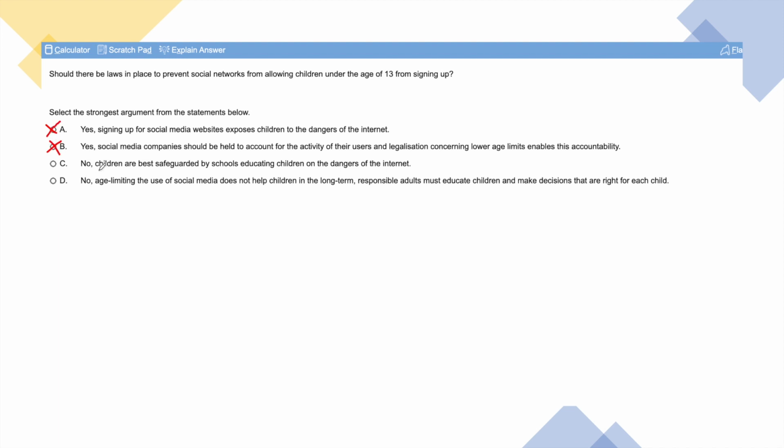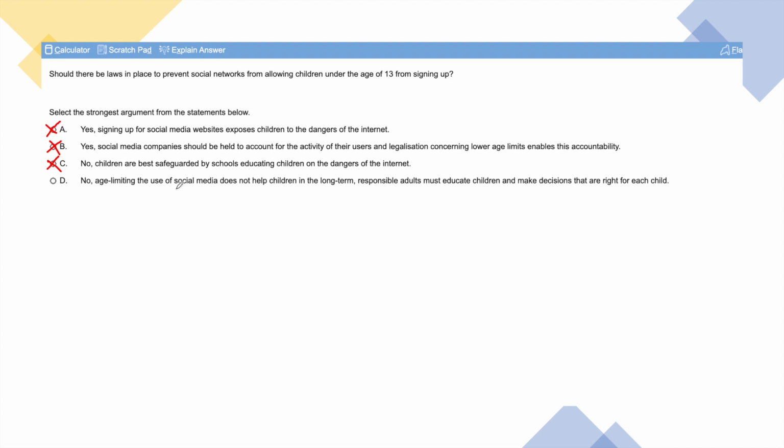Right. C, no, children are best safeguarded by schools educating children on the dangers of the internet. Again, now it's saying schools should be controlling children. In a way, that's right, but it's not on schools if children do sign up. They are just there to provide help and information, but it's not on them again. So I would put C out. So I would immediately have eliminated these. So I'd tick D and move on, flag it and move on if I'm not sure. But let's have a look at D quickly.